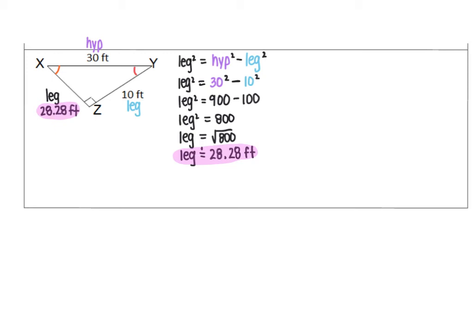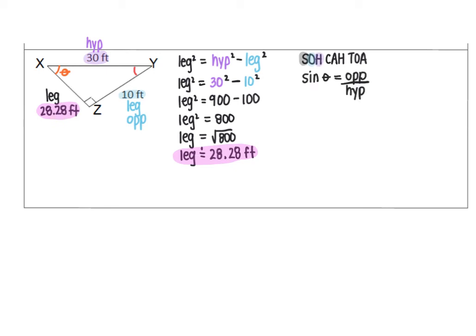and then we will try to figure out how we can find one of those missing angle measurements. Let's put a theta at angle x and use it to see which trig ratio will apply. If we use theta as our reference angle, then we know the opposite value of 10 feet and we know the hypotenuse value of 30 feet. Because we have the opposite and the hypotenuse, we can use the sine ratio.